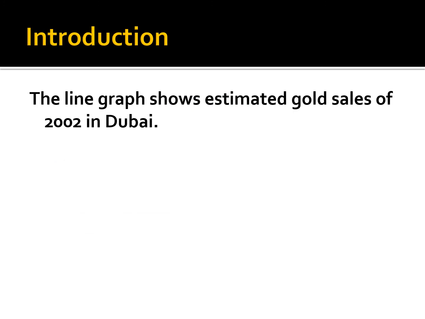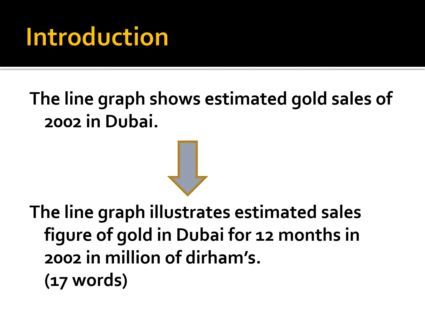Now suppose the question is, the graph shows estimated gold sales of 2002 in Dubai. So we can write, the line graph illustrates the estimated sales figure of gold in Dubai for 12 months. If you remember, in the x-axis it was January to December. Do you remember that? In 2002 in millions of dirhams. So what have we done? We have paraphrased it. Remember, don't copy the same sentence. You'll be penalized if you do that. Let's move.